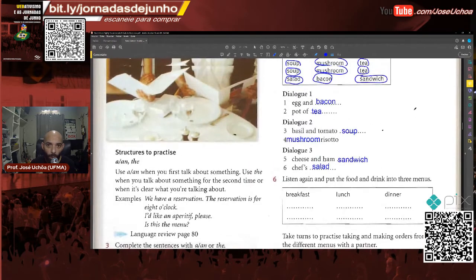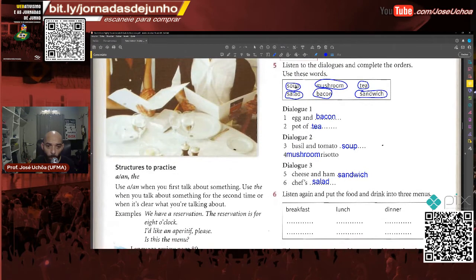Well, we have the food and drink here. Soup. In which menu do you put dinner? Well, some people would put soup in any menu, but normally we have soup at dinner. And how about the salad, the chef's salad? Well, we can put it for lunch. But some people would put it for dinner.